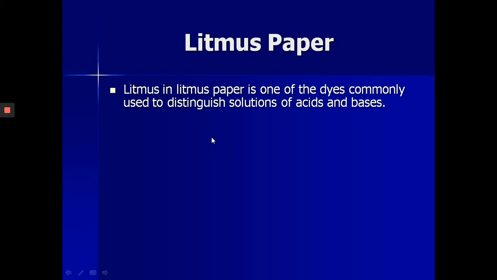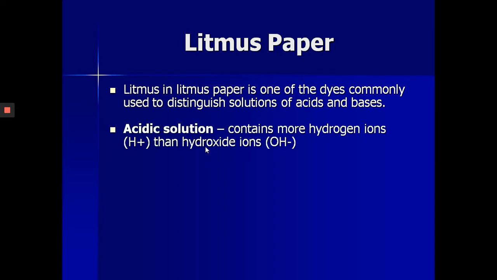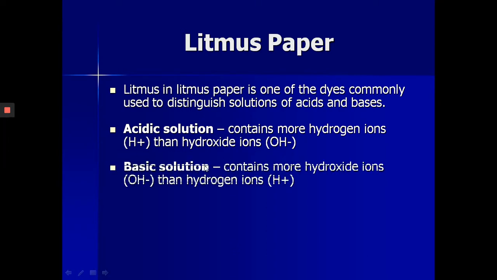Litmus and litmus paper are dyes commonly used to distinguish solutions of acids and bases. An acidic solution contains more hydrogen ions than hydroxide ions. So when you're saying something is acidic, it means that there are more hydrogen ions than hydroxide ions. A basic solution is the opposite. It contains more hydroxide ions.